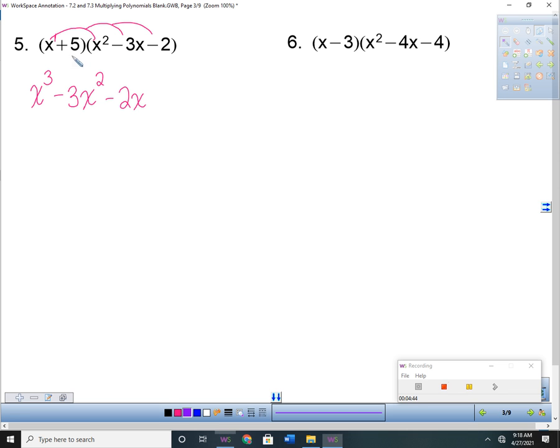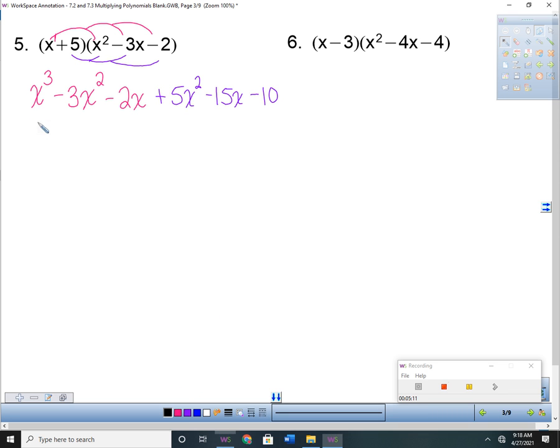All right, then I do the same thing with the 5. 5 times x squared is 5x squared. 5 times negative 3x is negative 15x. And 5 times negative 2 is negative 10. You want to make sure that you're really careful because if you rush through that and then you get these wrong, then your answer is going to be wrong. You're going to have to go back and do all of it over again.